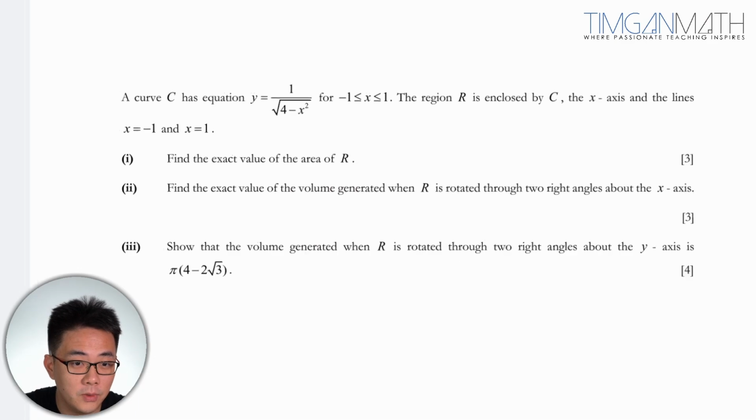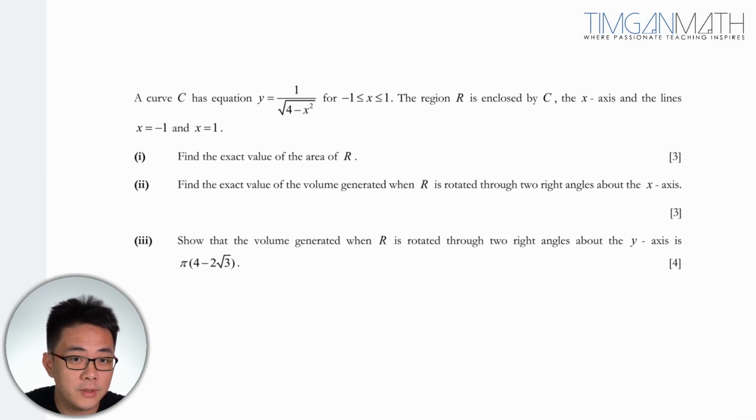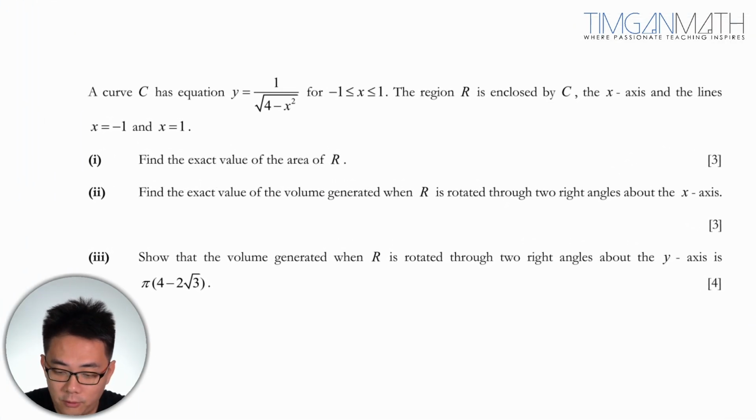So next, let's look at this question here, which is on application of integration. Let's see how I can do this proficiently. You're given the curve C with this equation here, from -1 to 1. The region R is enclosed by C, the x-axis and the lines x equals -1 and x equals 1. Find the exact value of area R.